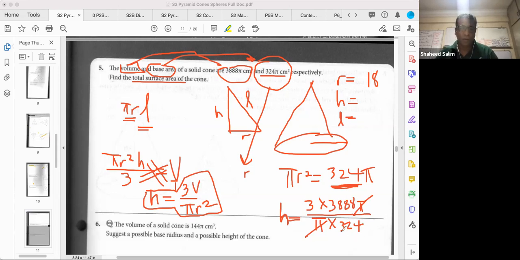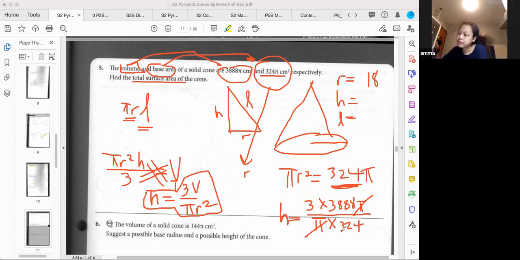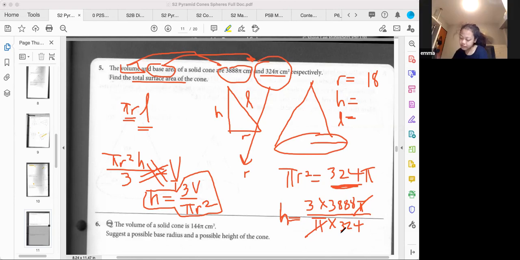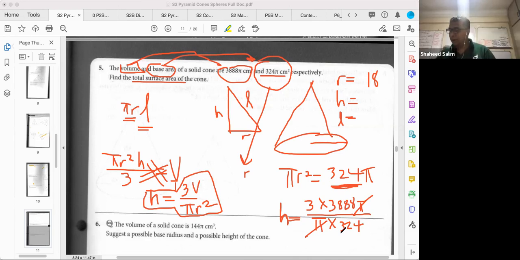You're not confused here, right? The way you are shaking your head is as if you are forced to shake. Are you sure? If you are confused, you must tell me you're confused, Emma. Okay, then 36, good. So H is 36.